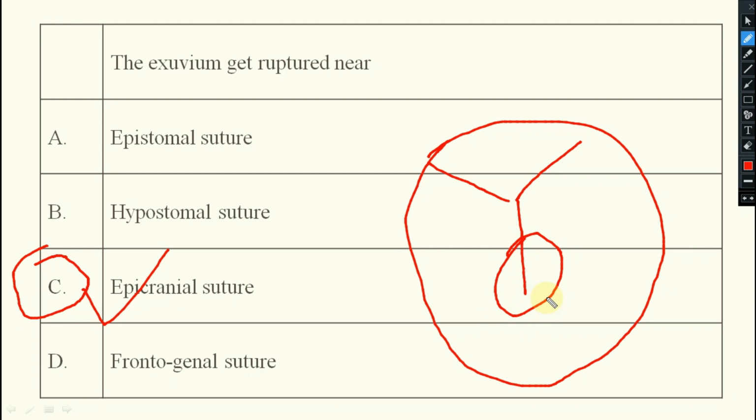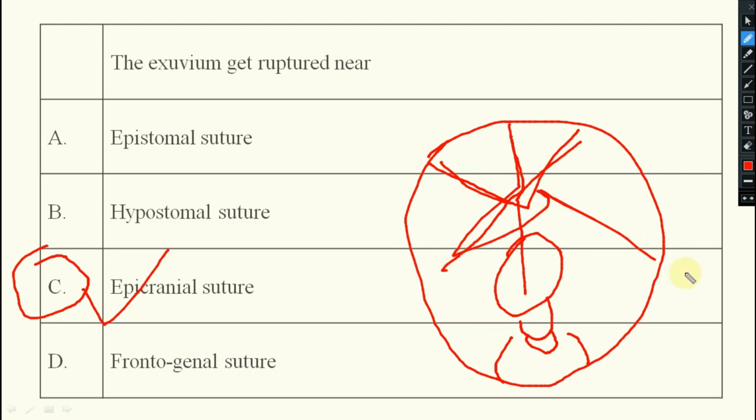Here the frons will be there. Here clypeus, here labrum, mandible and all will be there. Sorry, I have drawn it wrongly. That would be what? Inverted Y-shape. Okay, inverted Y-shape. I have mistakenly drawn it wrongly.